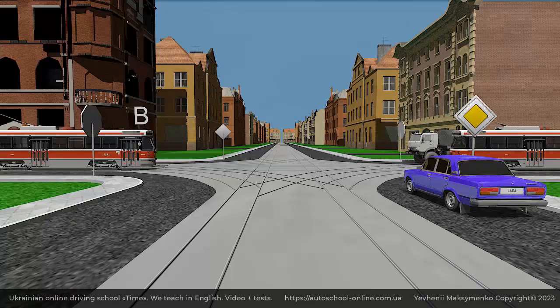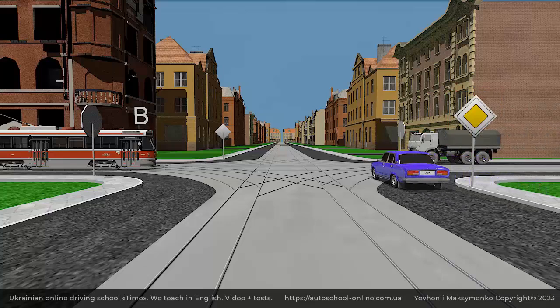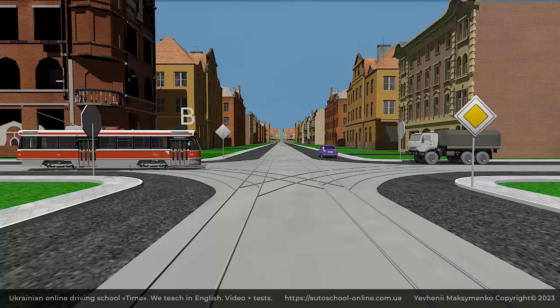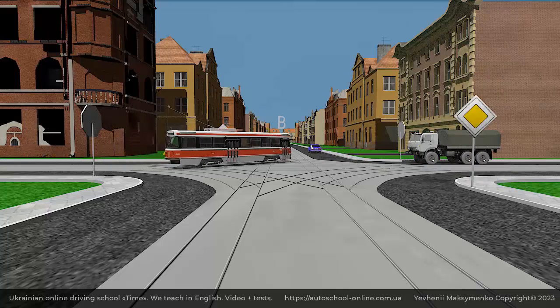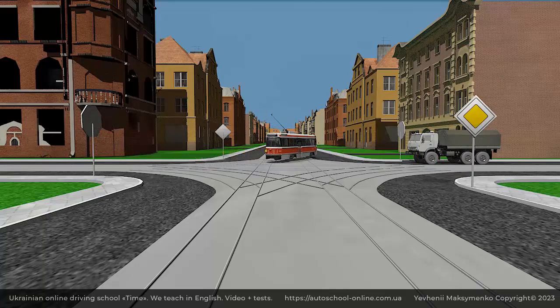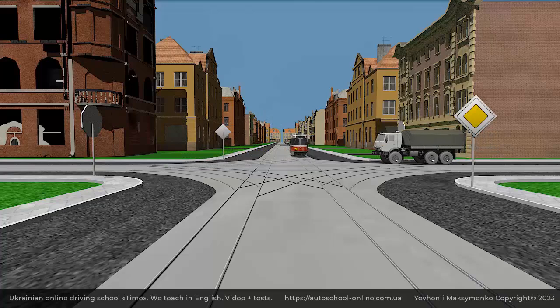Who will pass the other one? The popular answer is Tram B. Unfortunately, this is a common misconception. After all, trams have an advantage over non-rail vehicles only if they are in the same conditions. In this situation, tram B is on the secondary road and the blue car is on the main road. The conditions are not the same, so the blue car will pass the intersection second. Tram B is third. And the truck last.